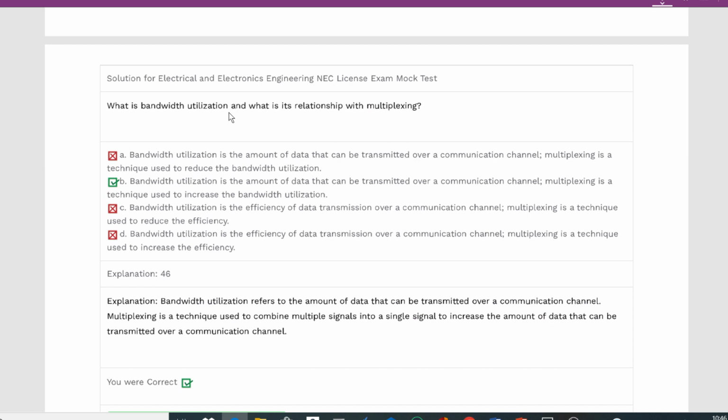Now what is bandwidth utilization and what is the relationship with multiplexing? So bandwidth utilization is the amount of data that can be transmitted over communication channels, and multiplexing is a technique used to increase the bandwidth utilization. So here option B is correct here, sir.